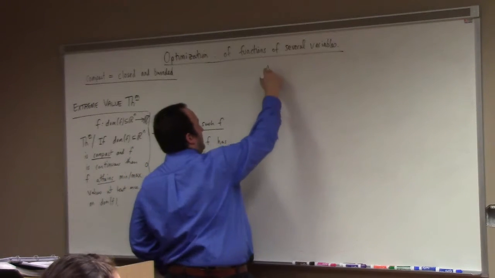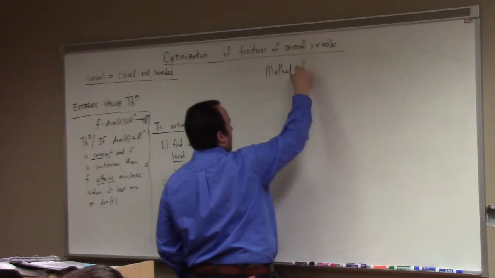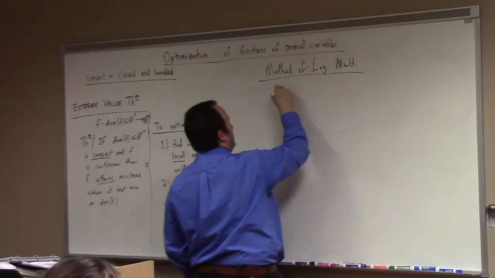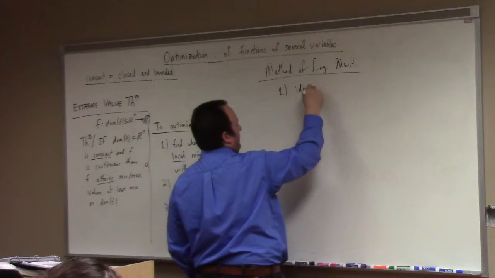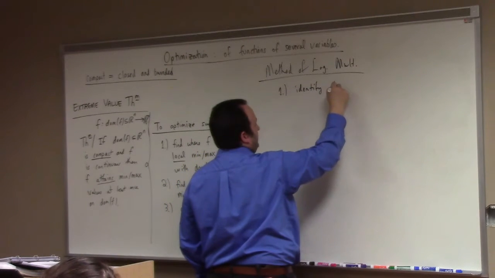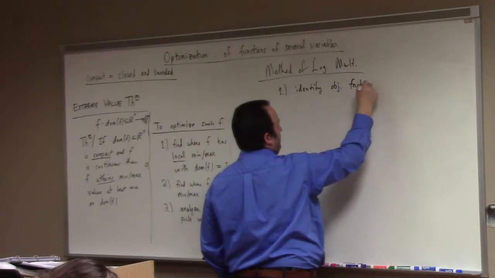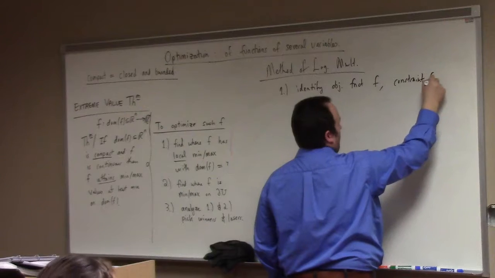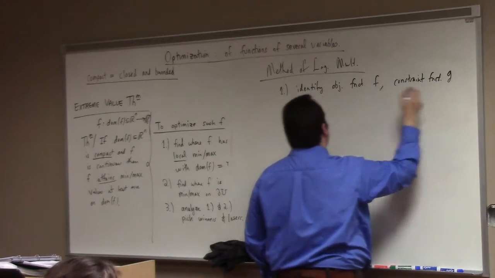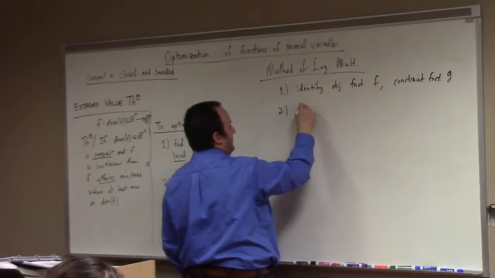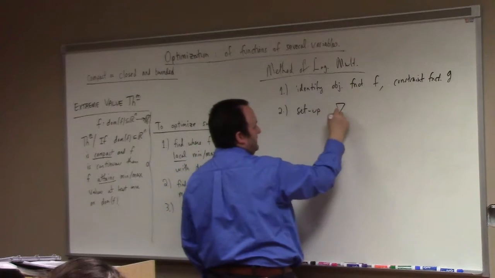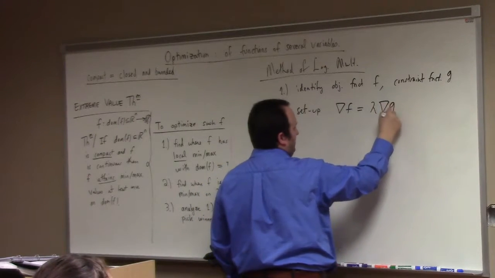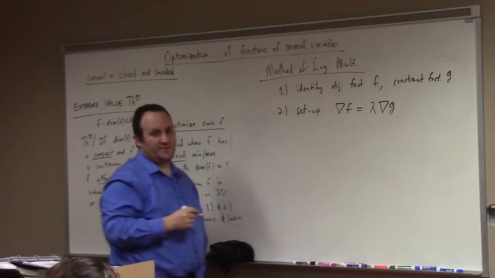So here's the method of Lagrange multipliers. Number 1, you've got to identify your objective function f and your constraint function g. Step number 2, you set up the gradient of f equal to lambda times the gradient of g. For the problems I'll give you, you can do this.